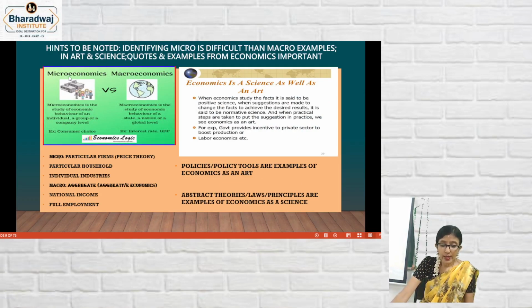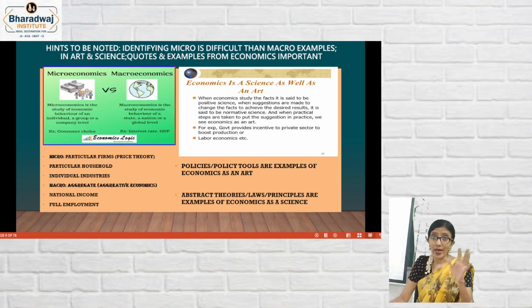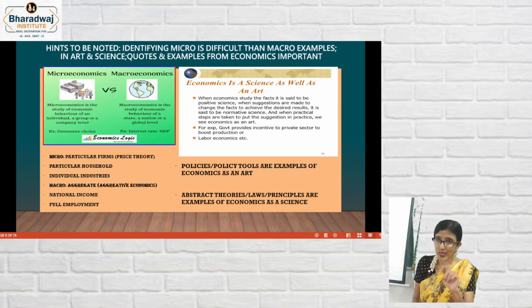And before going to that, hints to be noted here. Identifying micro examples is more difficult than macro examples. This is what students have told. From their side, they are able to locate aggregate variables easier than micro examples. For example, the location of an industry. Is it micro or macro? Industry: micro, yes. Many students feel that industry is an aggregation, a macro thing, and they mark it as macro. So remember, an industry is an example of micro.